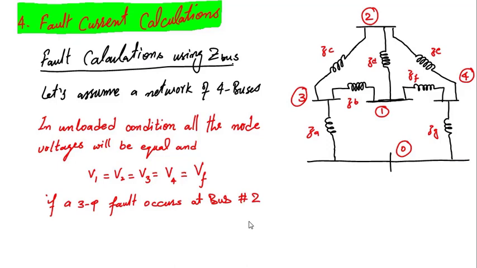Now if we assume that a short circuit fault, a three-phase fault, occurs at bus number 2. This is the single phase equivalent of a three-phase network. So we can show a three-phase fault on this as a direct connection of bus number 2 with the reference. That is the short circuit. As soon as bus number 2 gets connected with the reference, it is equivalent to a fault. A fault current IF double dash will flow.